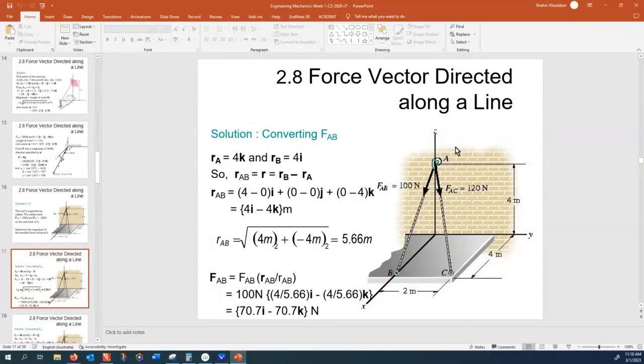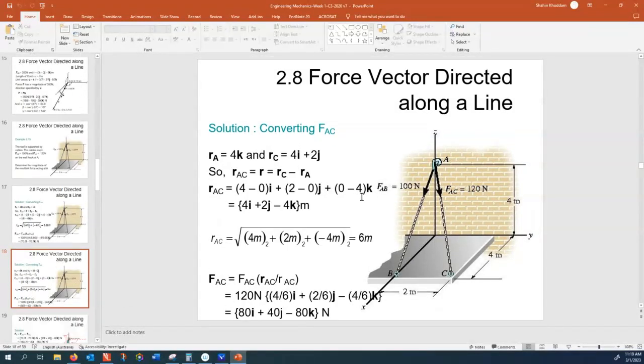Okay, eventually you find the position vector of AB, and from AB you find the unit vector, and that unit vector you can use to describe force AB as a vector. The magnitude is 100. You can do the same thing with force AC. The magnitude is 120, and then that is just to combine them together.